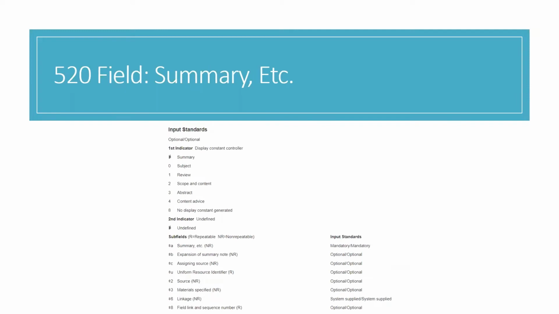Okay, the 520, the summary field. This one's a fun one. This one is optional. The first indicator can be blank for summary, 0 for subject, 1 for review, 2 for scope and content, 3 for abstract, 4 for content advice, or 8 for no display constant generated. And again, the subfields are A, B, C, U, 2, 3, 6, and 8.